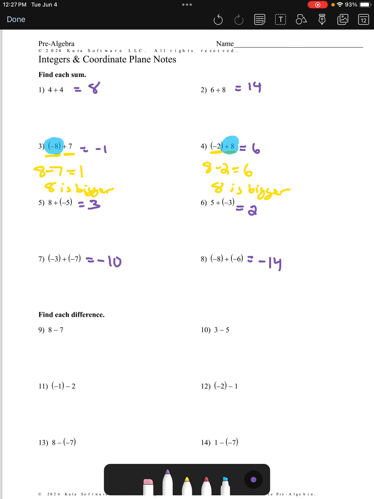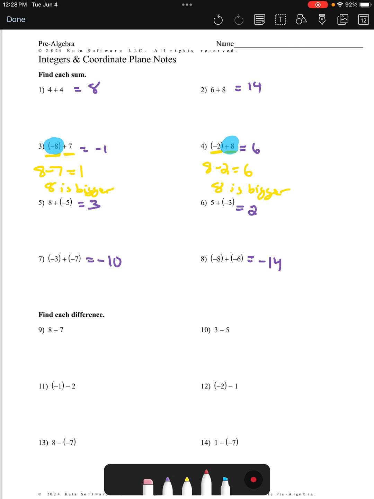Now, in terms of the number line, number 7 says start at negative 3, add negative 7. So take 7 steps, because it's negative, to the left. That's why we land at negative 10. Same thing with number 8. It says start at negative 8, and then take 6 steps to the left, landing us at negative 14. Well, 10 and 14 are the results not of subtraction, but of doing 7 plus 3 in number 7, and 6 plus 8 in number 8. So what's going on here?